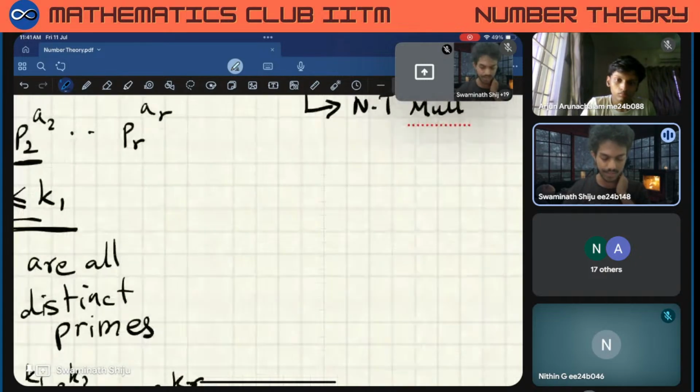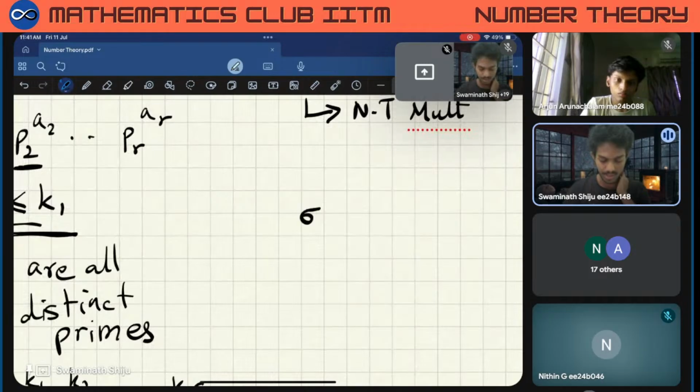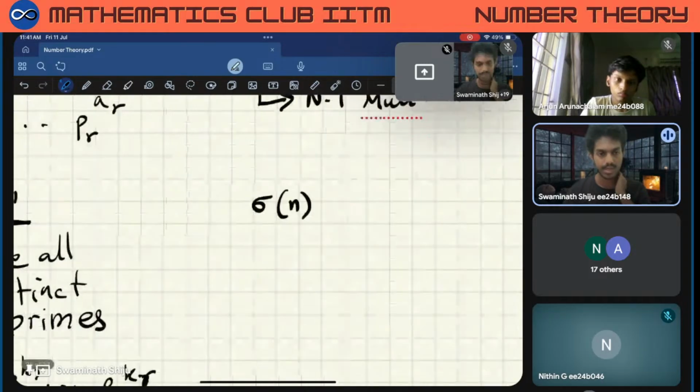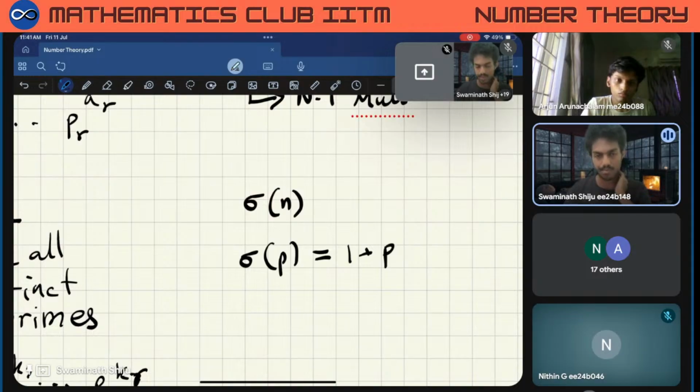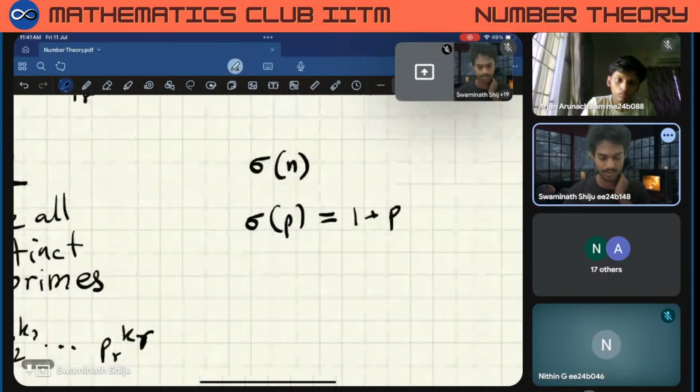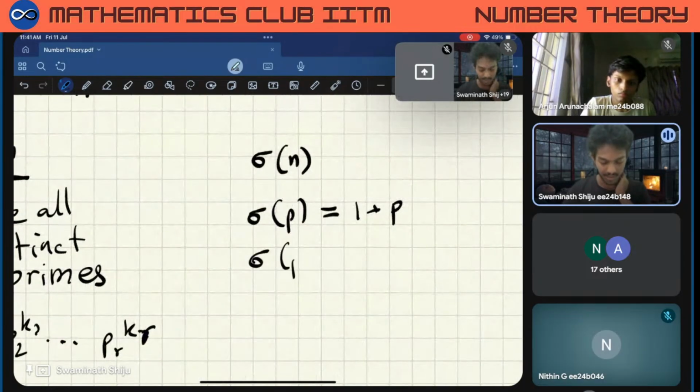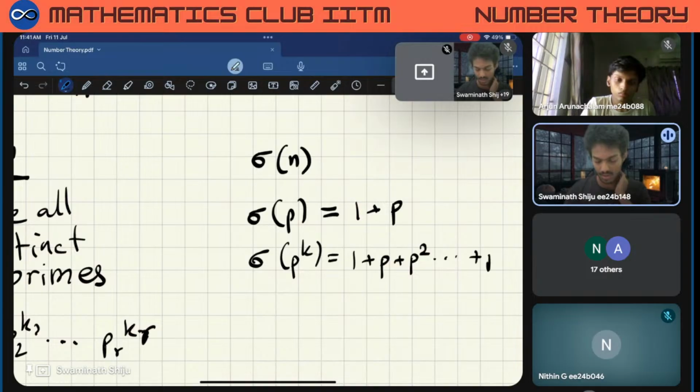Now, the other function we were looking at was sigma n, right? Assume n was a prime number, say sigma p. What all factors does it have? 1 and p. How about some prime power? I would have 1 plus p plus p square plus up to p power k, right?